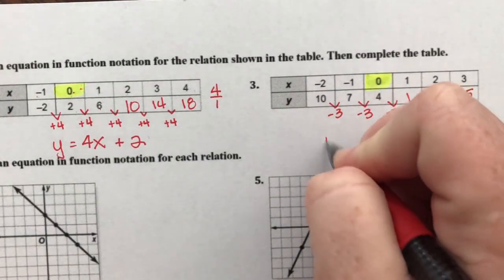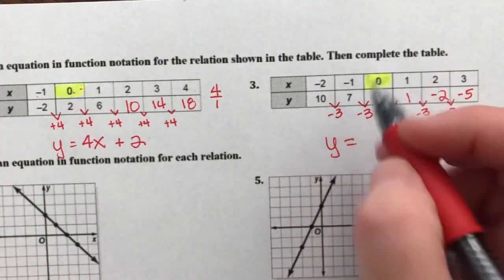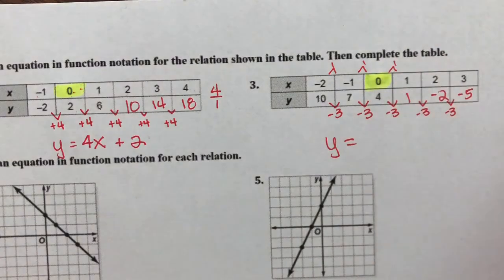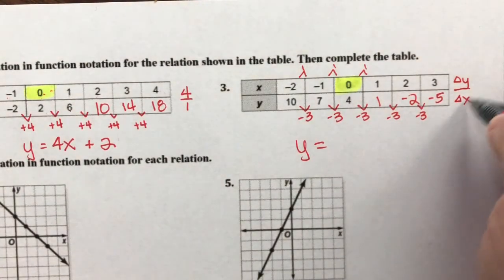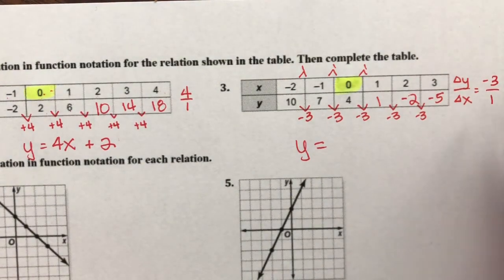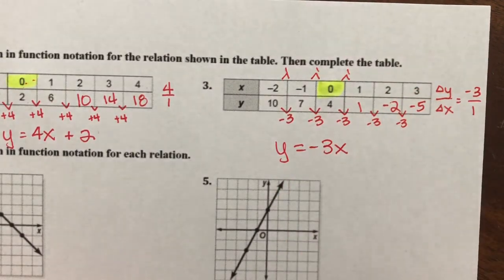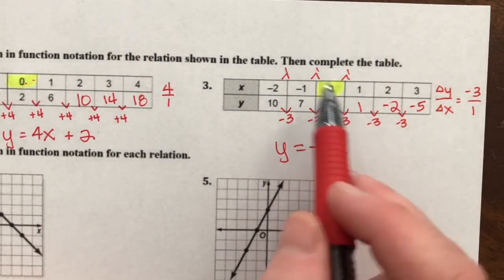So I'm gonna have my equation, y equals the slope, change in y over the change in x. Change in x here is 1, constantly. So change in y over change in x equals negative 3 over 1. So I know my slope is negative 3. So I'm gonna write negative 3x. And if this was proportional, this would be my equation, I'd be done. However, it's not proportional because when x is 0, y is not 0.